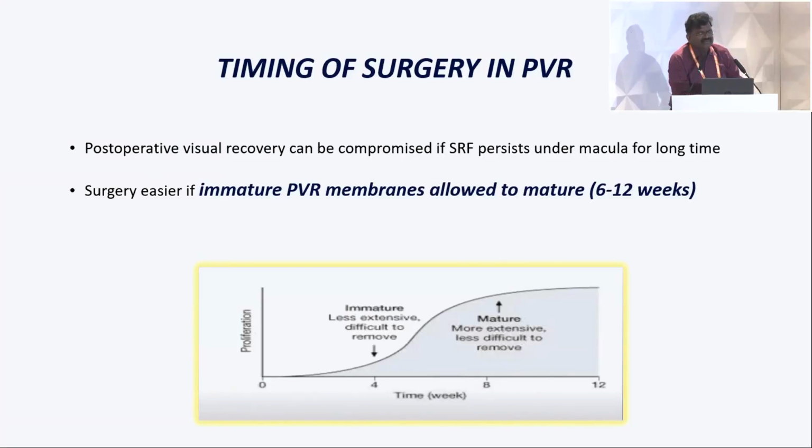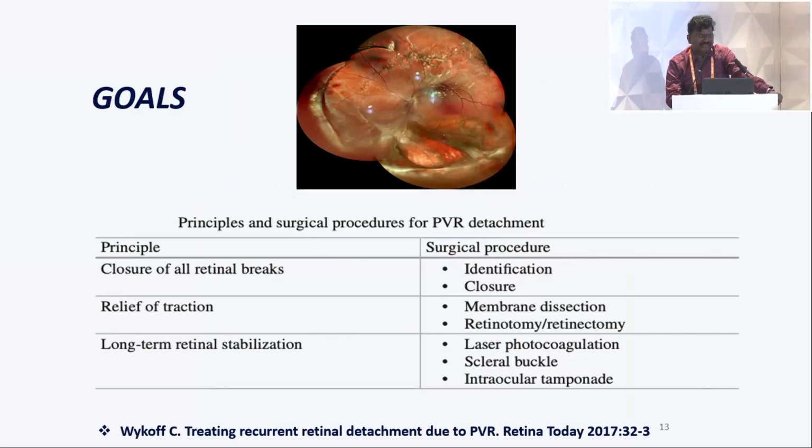Usually in any case of PVR, not necessarily in trauma, wait for the membranes to mature, because if you are going to operate on an immature membrane, it's very difficult to remove. The membranes are very slimy. So we always wait for 8 to 12 weeks. Even if the macula is off in case of trauma, no issues. Once the macula is off for a longer time, it doesn't make much difference. Wait and then operate.